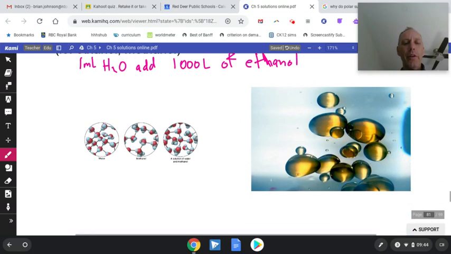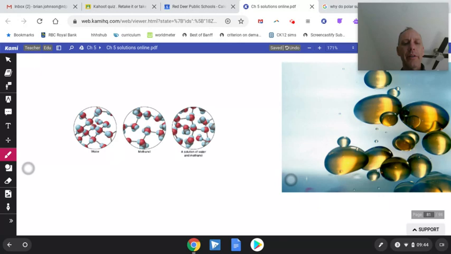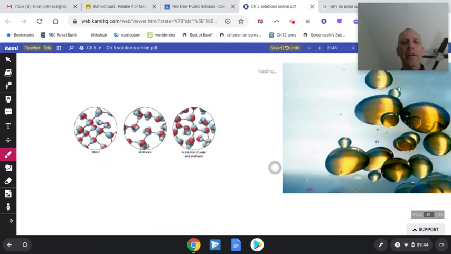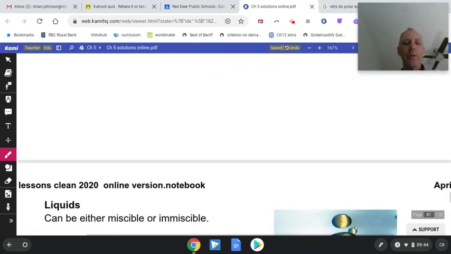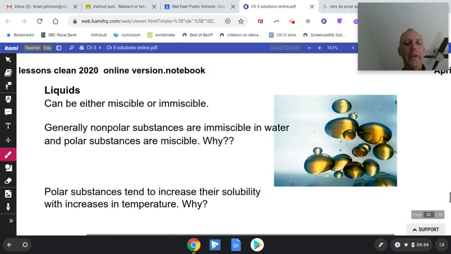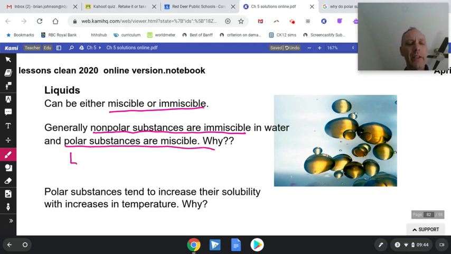And it all has to do with polarity. Okay, polarity. And it's that hydrogen bonding of water that allows other polar molecules to dissolve, or other things with hydrogen bonding. Okay, so the rule is liquids can be miscible or immiscible, and non-polar substances are immiscible. They do not dissolve in water, whereas polar substances do. And the very simple rule is, like dissolves like.